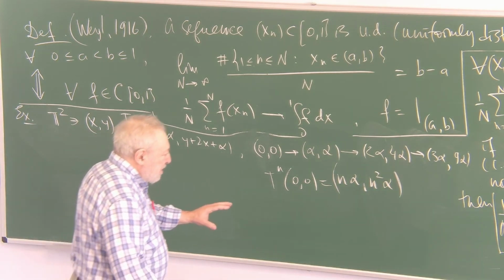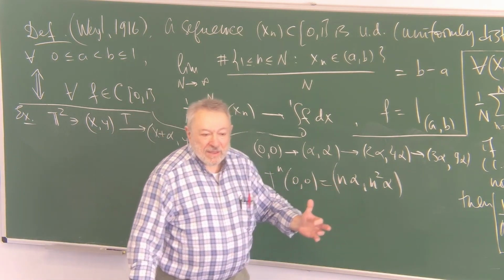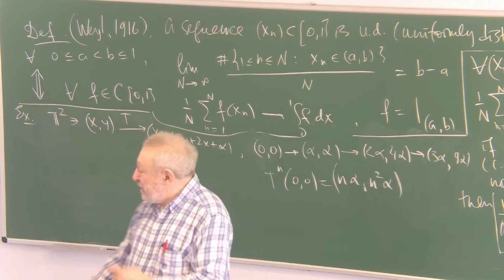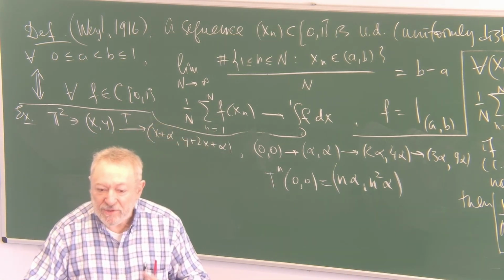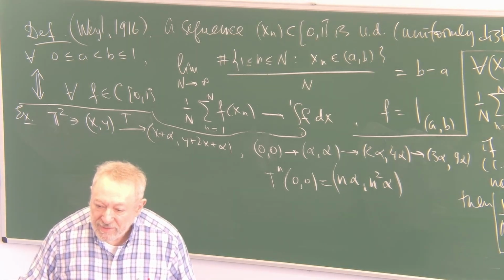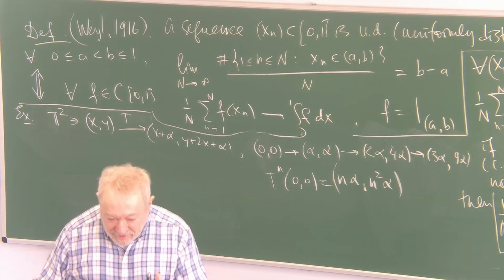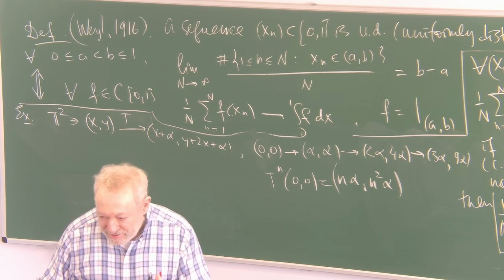Because if you properly interpret what we got, it is a uniform distribution, which I didn't define here. Uniform distribution, but with a similar definition. Uniform distribution in the 2-torus of pairs (n alpha, n square alpha), which is neat.